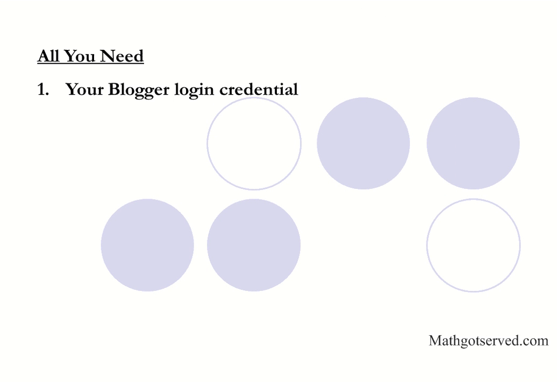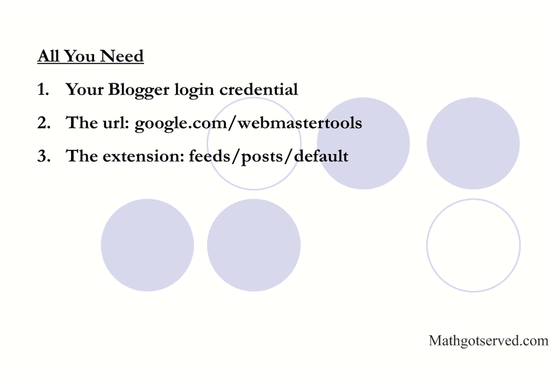What are the things you need? All you need is a Blogger login credential. Obviously, you need to have a Blogger site with Google in order to have the credentials. You also need the URL google.com/webmaster-tools and the extension feeds/posts/default. You can just write this down or type this down on your computer, because that's the only technical part of this whole procedure.